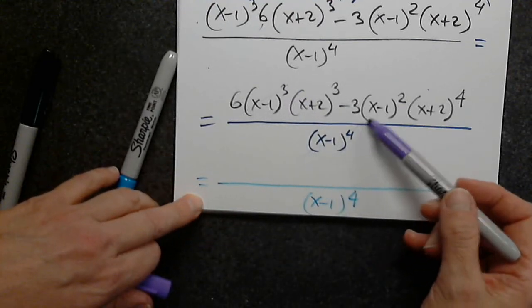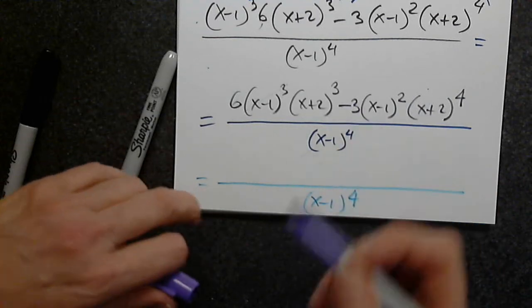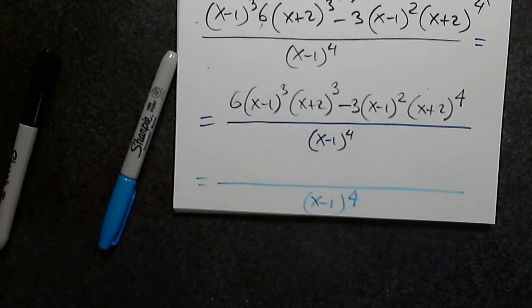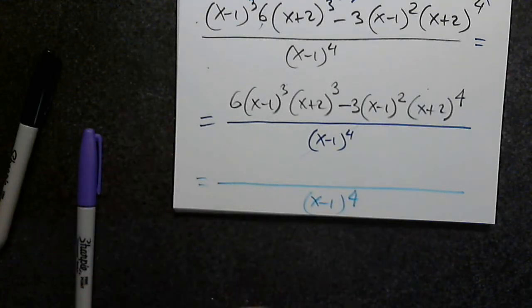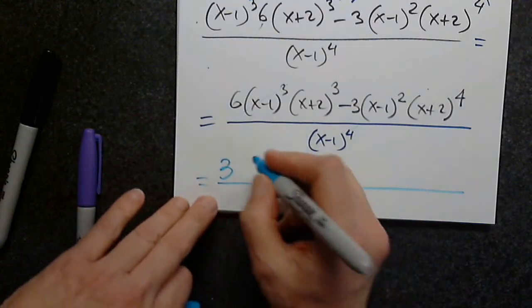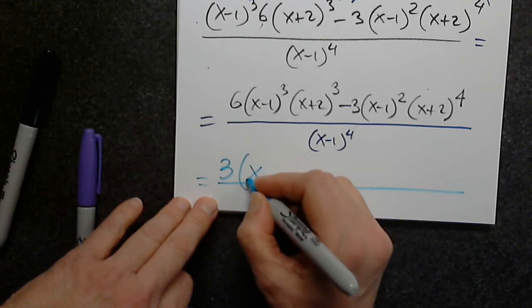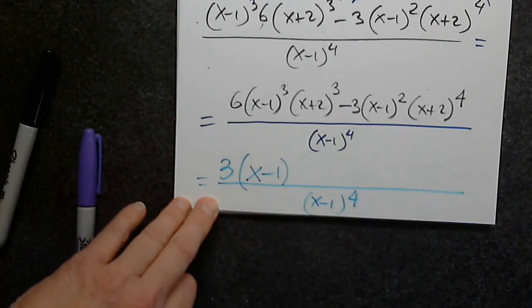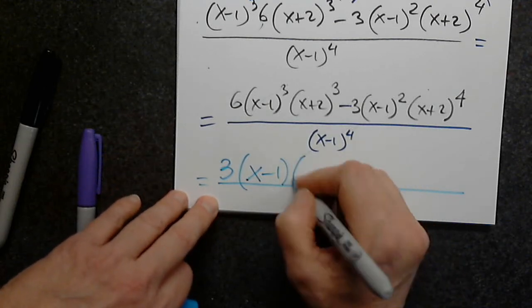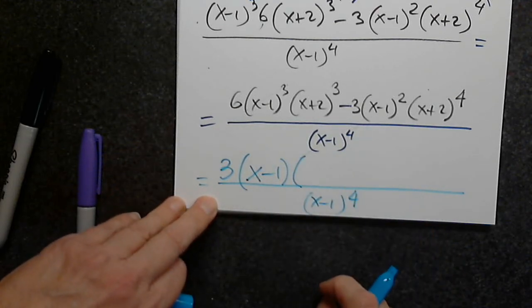Or maybe something from here with something from here, because these are terms. You cannot simplify terms or pieces of terms with factors. Okay, good. So I see a common factor of 3 in both terms. I see a common factor of x minus 1. Don't talk about exponents just yet. One more second. And I also see another factor of x plus 2.